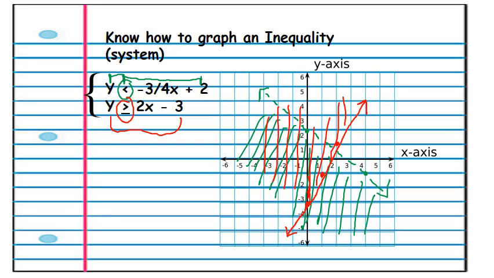And if it's a system, it means we need the ones that qualify for both. So where the shading overlaps means that those points make for true statements. And again, you can plug it back in, see if it makes a true statement. I see 0 in there. I can try 0 in both of my statements here. Put a 0 inside here, it makes true. Put a 0 inside here, it makes true. There we go.